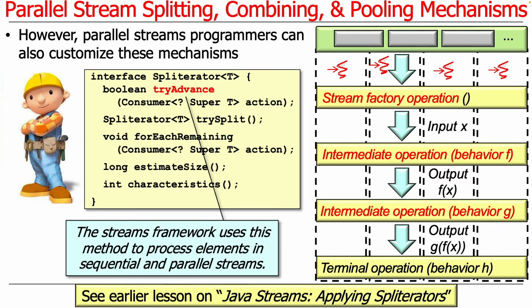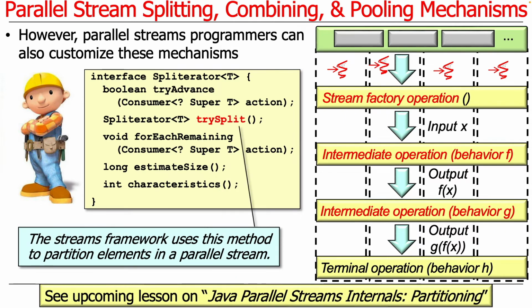And the tryAdvance method is used for both sequential and parallel streams. The trySplit method is used for parallel streams to break things up into chunks that are going to be farmed out to threads in the common fork join pool during the apply phase.